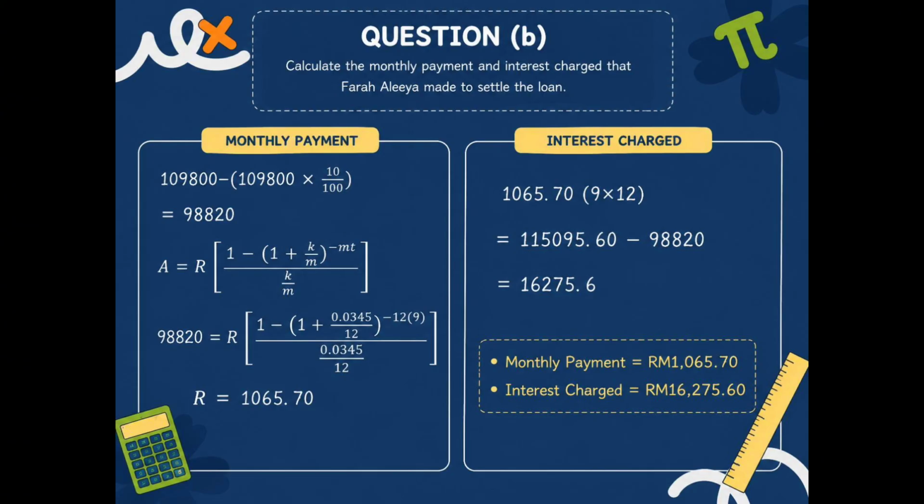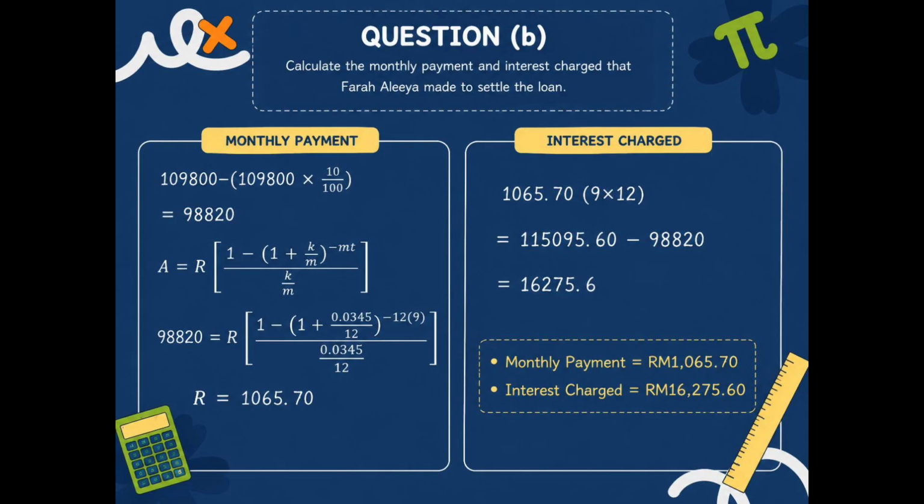Next, we calculate the monthly payment using the annuity formula because the loan is repaid through equal monthly installments over a period of 9 years at an interest rate of 3.45% per annum, compounded monthly. By substituting the given values into the formula, we obtain a monthly payment of 1,065 ringgit and 70 cents. After finding the monthly installment, we calculate the total amount repaid throughout the loan period. Since there are 108 monthly payments in 9 years, the monthly payment is multiplied by 108. This gives a total repayment of 115,095 ringgit and 60 cents.